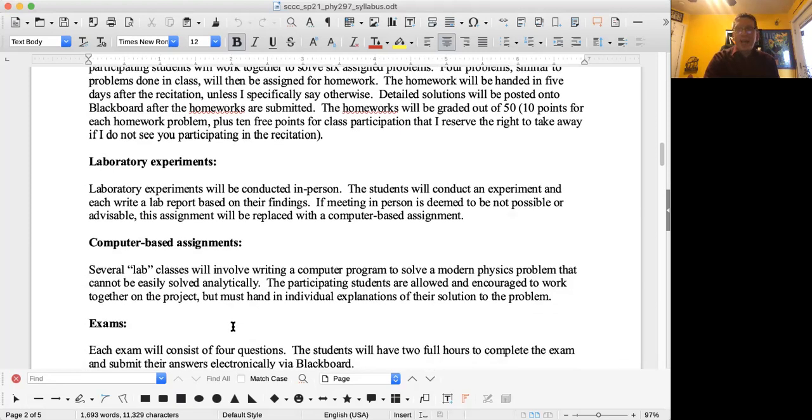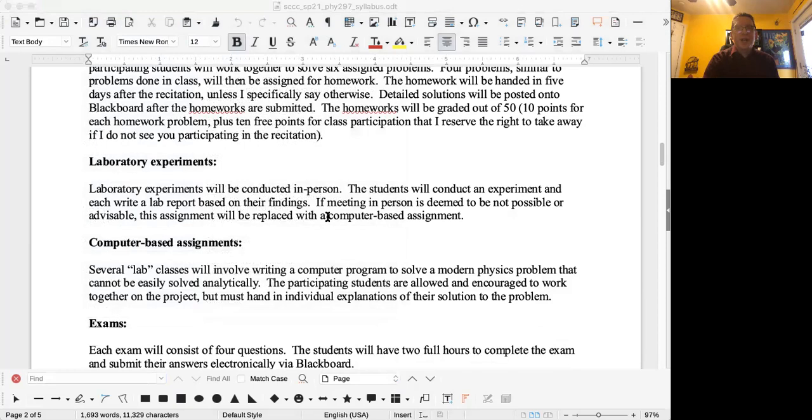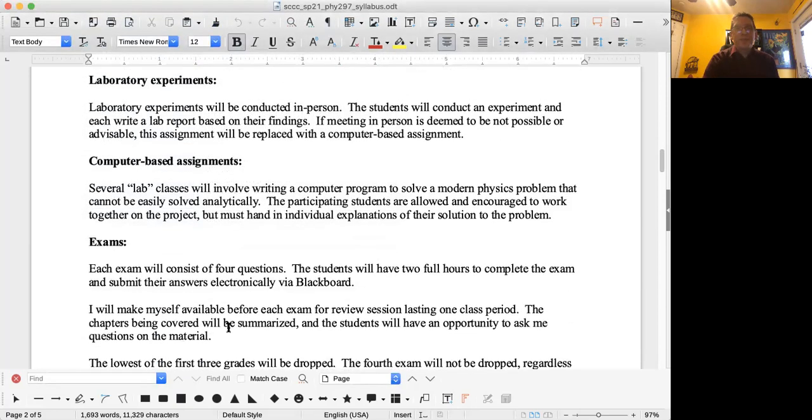And again, the lab class, whether we're meeting synchronously online or asynchronously, is going to be on Friday at, let me just double check that time so we get the right time, 12 to 1:50. Several of the lab classes will involve writing a computer program, so I'll be there for those 2 hours to help you out. If it takes more than the 2 hours, that's fine.